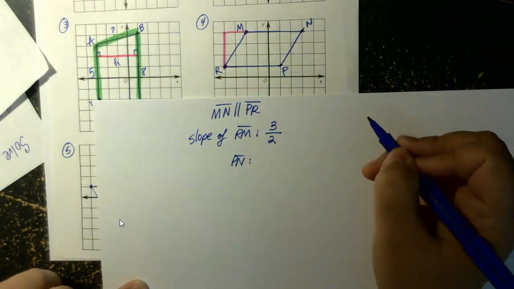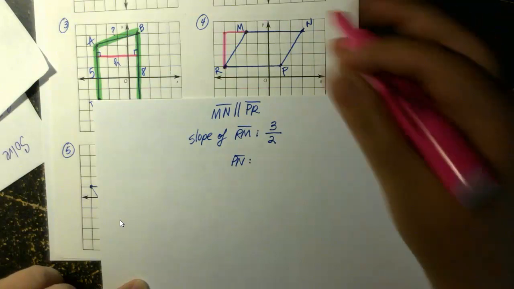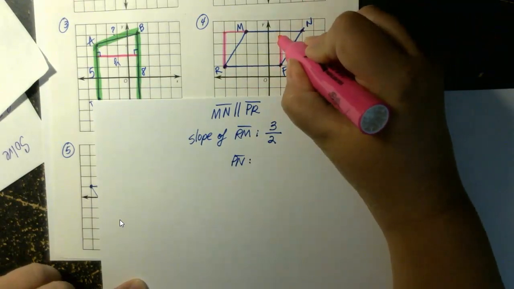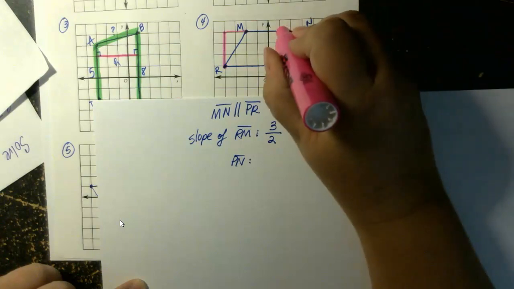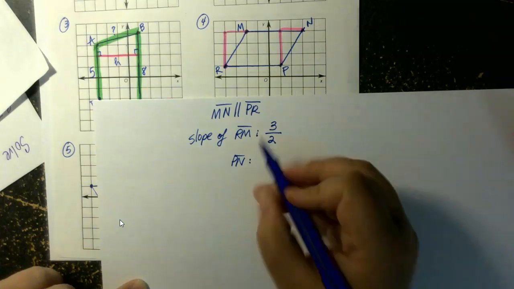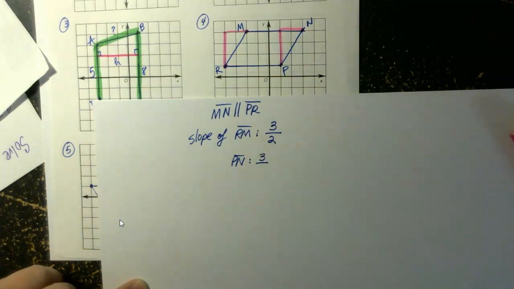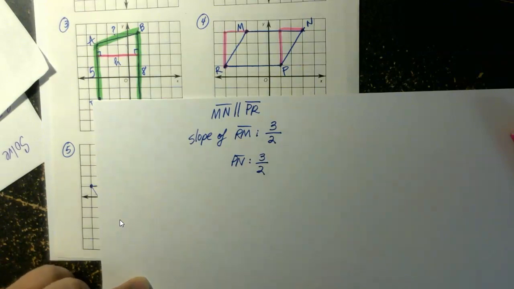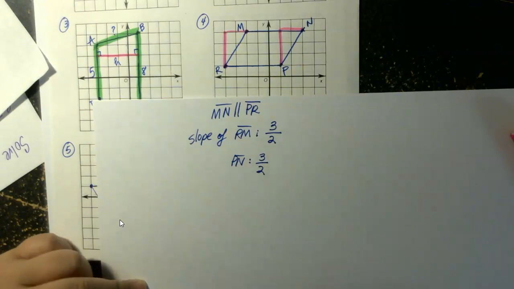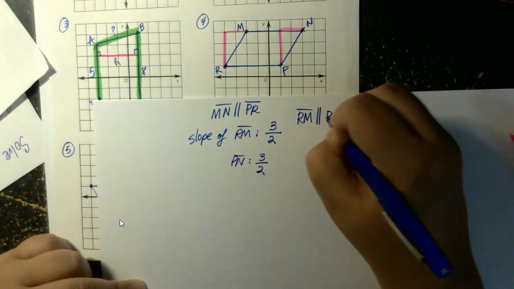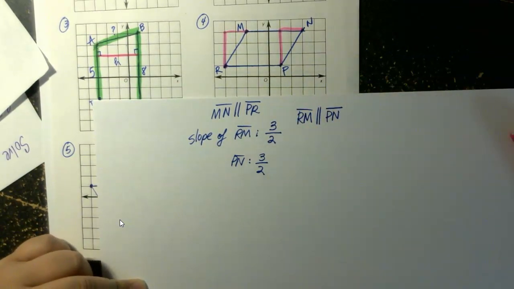I can't simplify that. Let's come over here. From P to N is up 1, 2, 3. Then 2 to the right. So up 3 on top, change in Y goes on top, up and down, right 2 on the bottom. The change in X, left and right, goes on the bottom. I have the same slope. So I know that RM is parallel to PN, and so I do have a parallelogram.